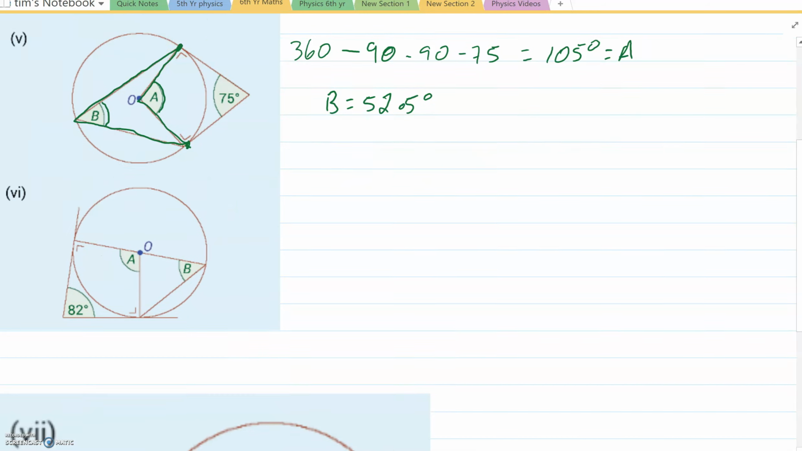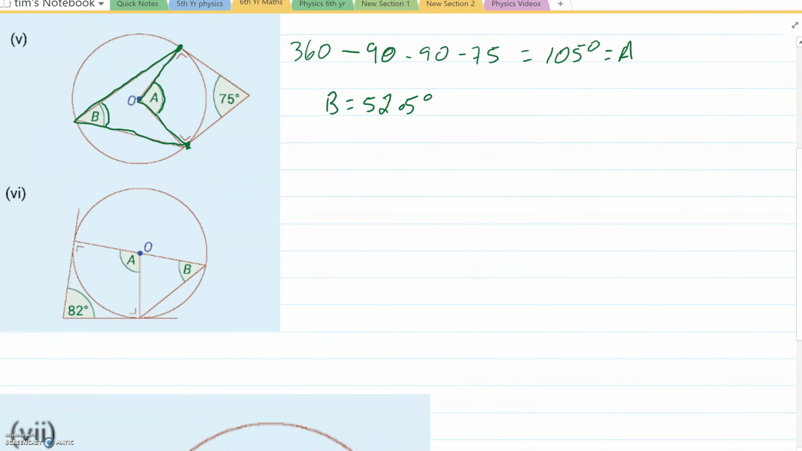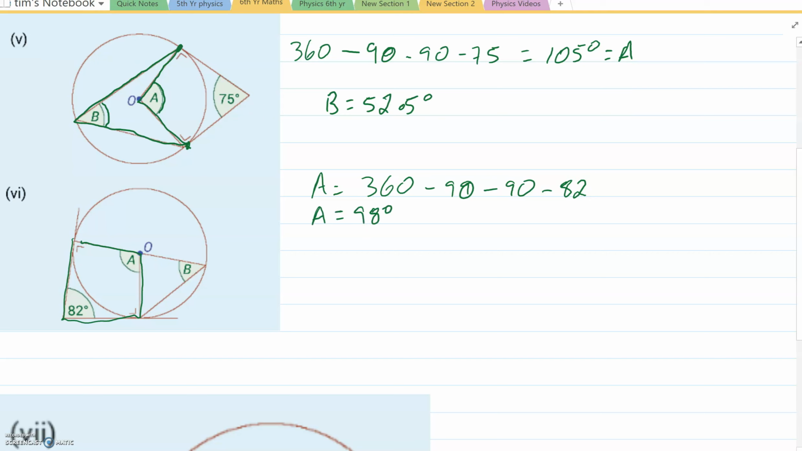Okay. Part 6. Again, we can see a quadrilateral here. We're going to use the quadrilateral rule because we're given 3 of the angles and A is the 4th one. So A is 360, take away 90, take away another 90, and then take away 82, and you're left with 98 degrees for A.